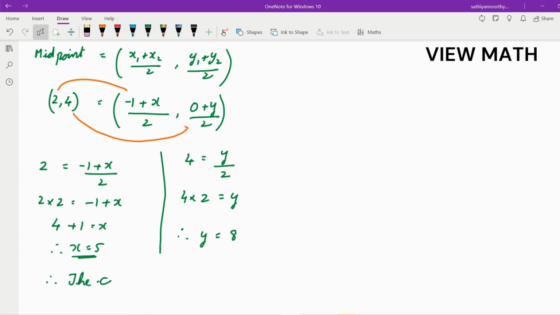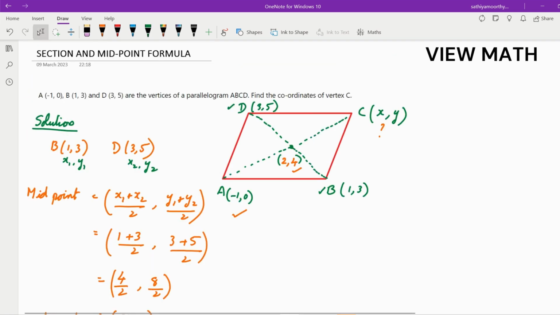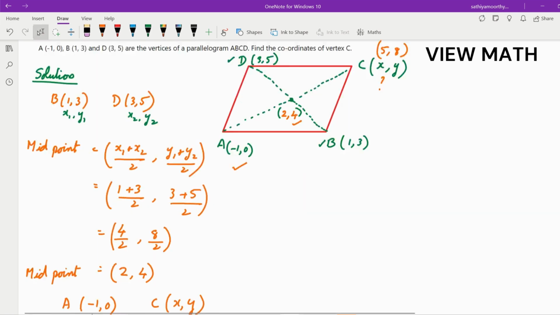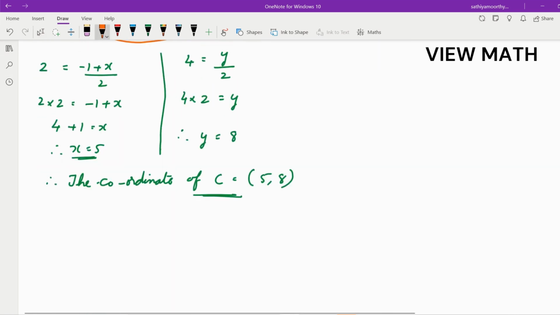Therefore, the coordinate of C is equal to (5, 8). So we have found that the coordinate of C is (5, 8), using the midpoint formula.